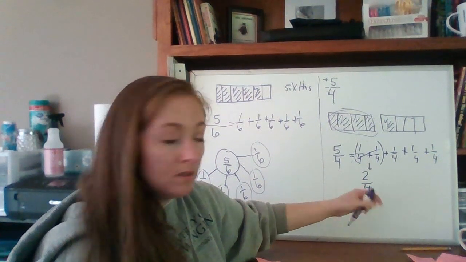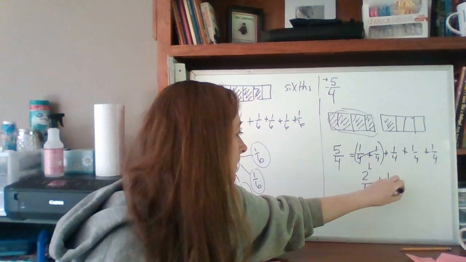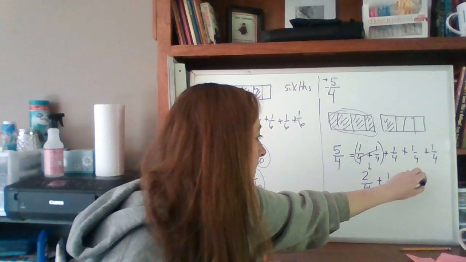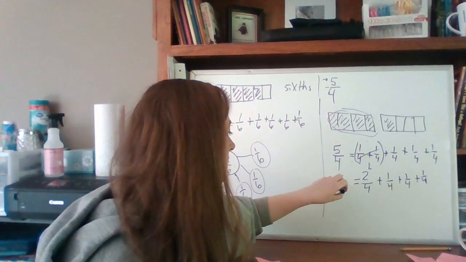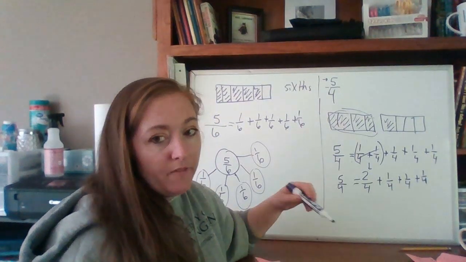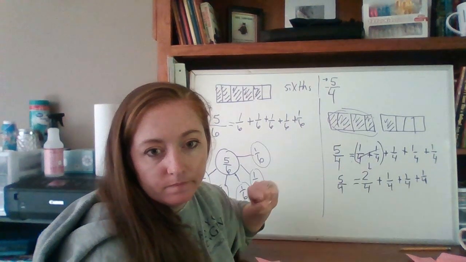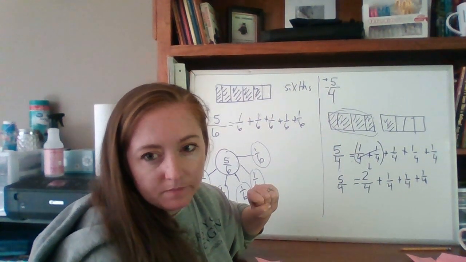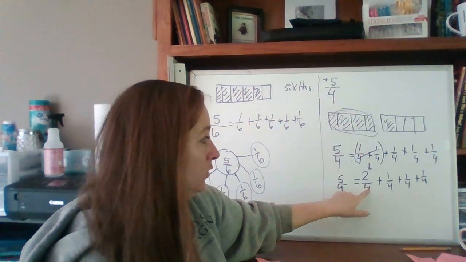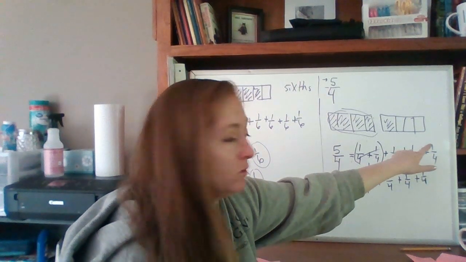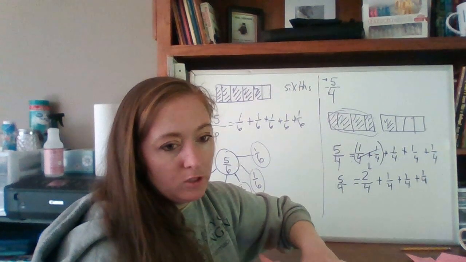So what's left? Well, I still have 1, 2, 3. 1/4 plus 1/4 plus 1/4. And it still equals 5/4. Okay? So if it says write it in a different way, you're just combining some of them. Okay? Do you understand that so far? The other option would have been to do, this is 2/4, and then add these together, which would have been 1, 2, 3/4. So you could have done 2/4 plus 3/4. Okay? It's just a different way of doing it.